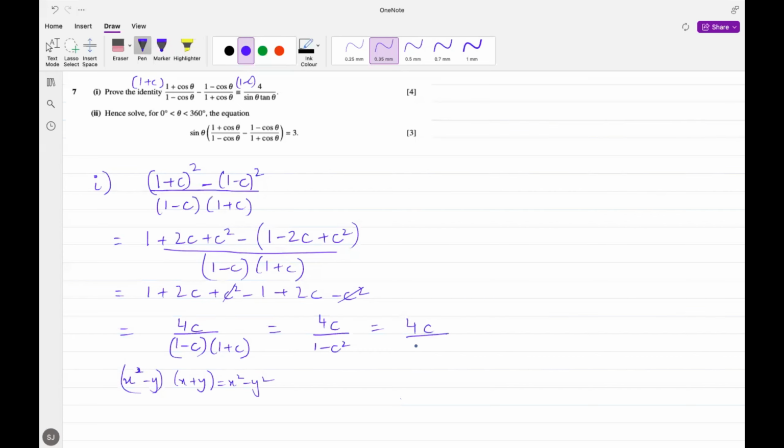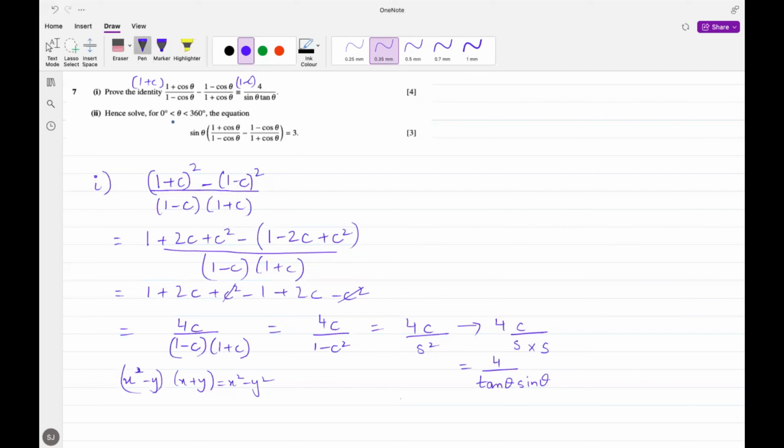Now to convert it to 4 upon sine tan, I can write sine squared as sine multiplied by sine. Now as sine upon cos is tan, so for cos upon sine, we will write tan in the denominator, and we already have sine, so this will be 4 upon tan theta sine theta.